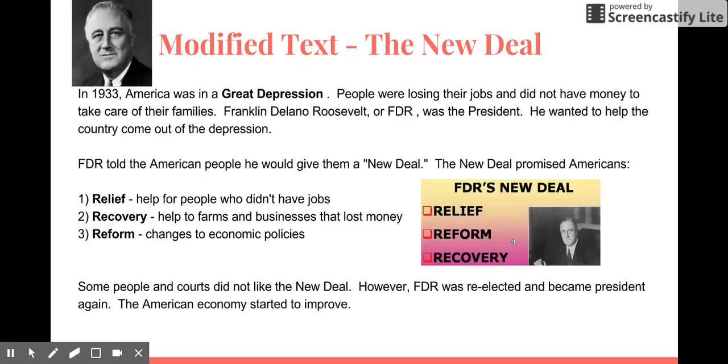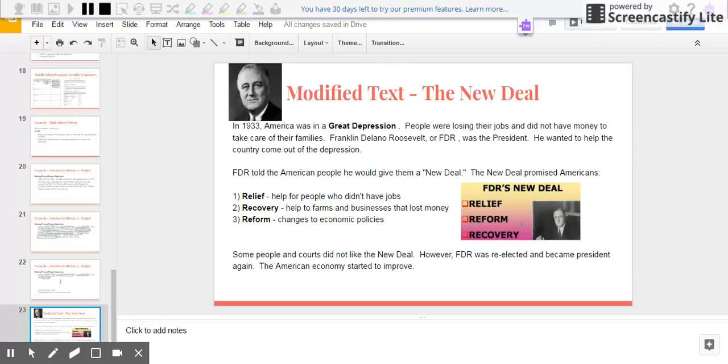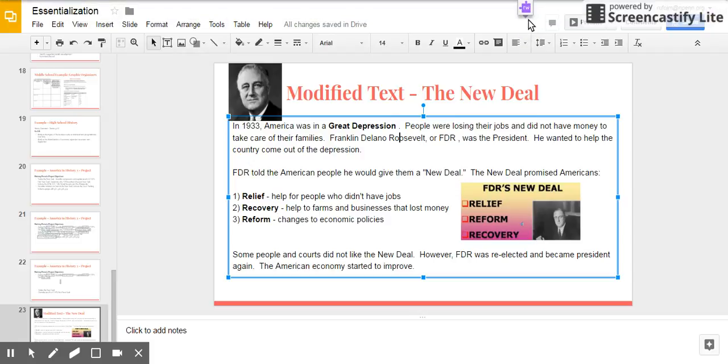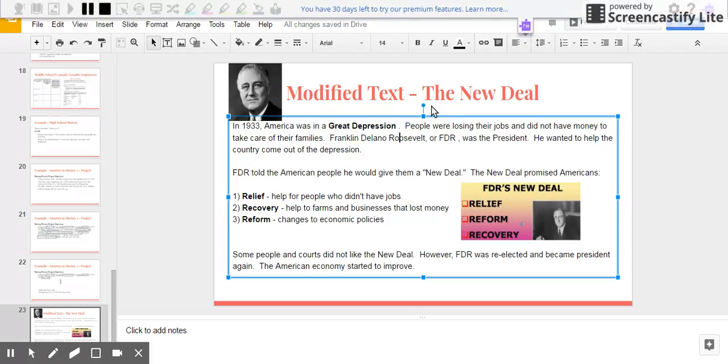So I want to show you something. Here's the modified text, but I also want to show you a great tool on Google that you can use. Now, if you notice up here, I have my little read-write puzzle piece. And what that does is it allows me to read the text. Okay, so I highlight the words that I want read, and then I press play up here.